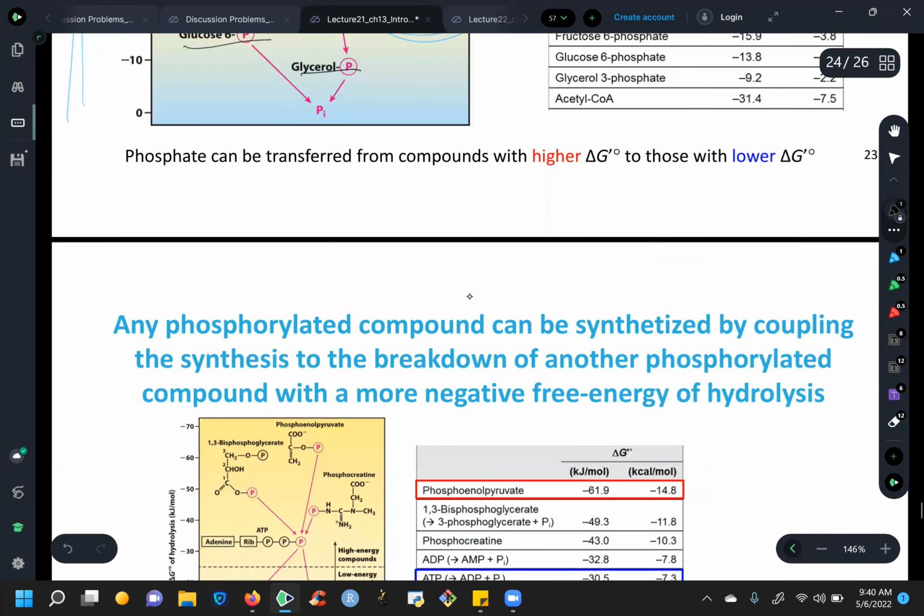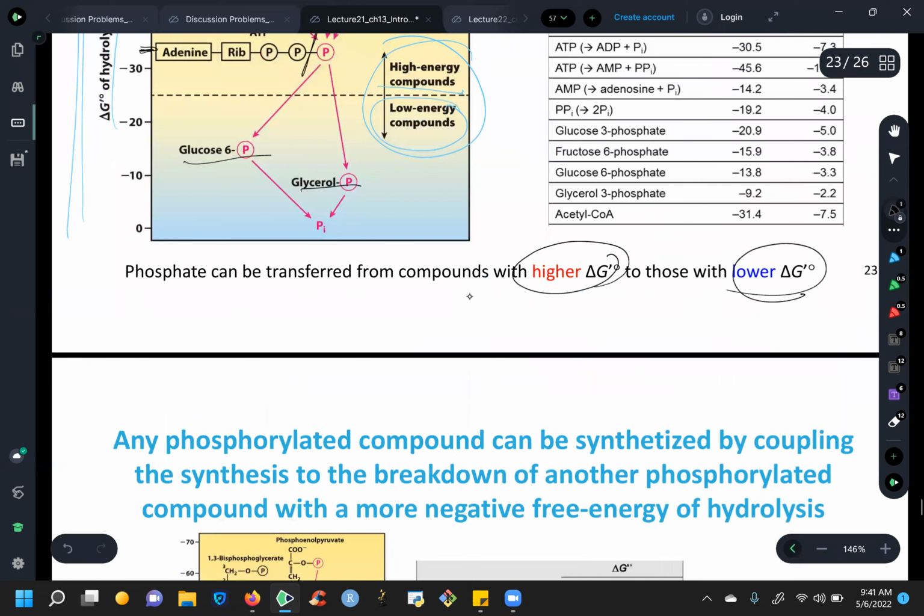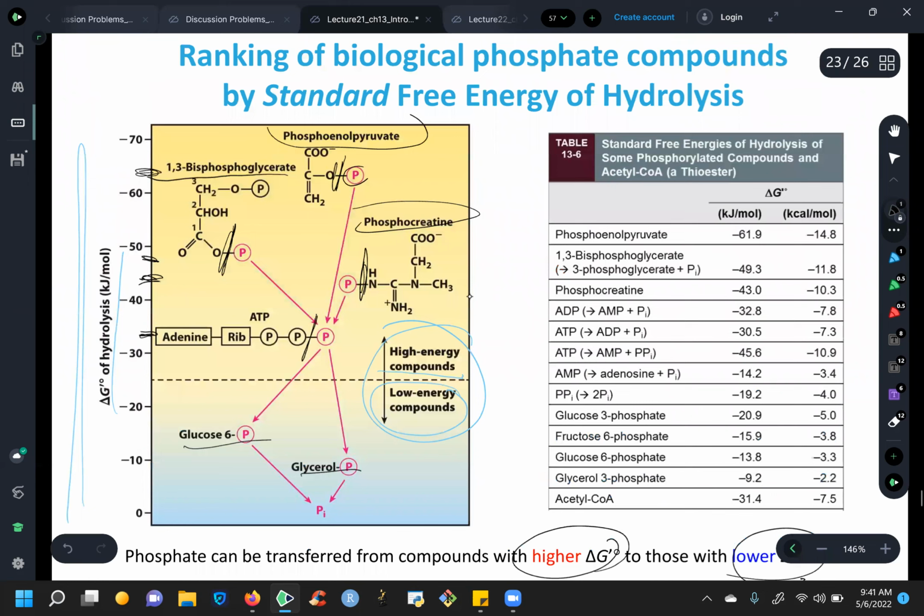Phosphate can be transferred from compounds with higher standard free energy changes to those with lower. Okay, so that's an important fact to know. This phosphate from phosphoenolpyruvate can be given to any of these molecules because it has the highest energy level. 1,3-bisphosphoglycerate, though, cannot give its phosphate to phosphoenolpyruvate because phosphoenolpyruvate has a higher negative delta G, but it can give its phosphate to ATP or to phosphocreatine.